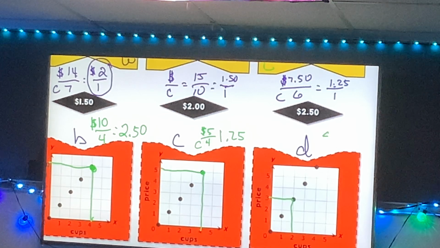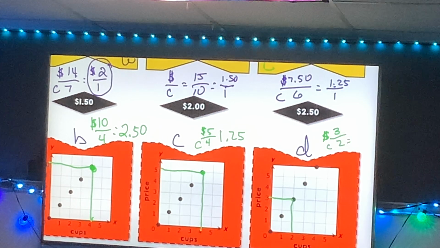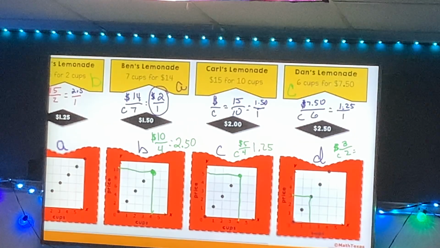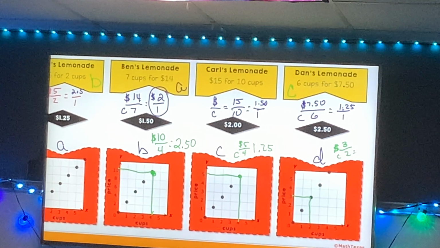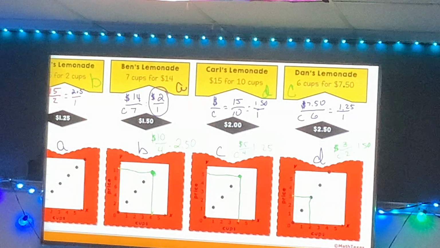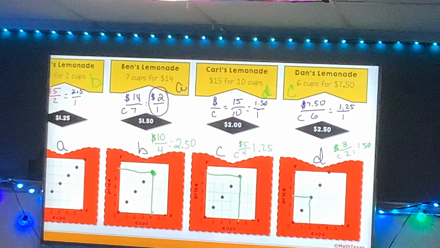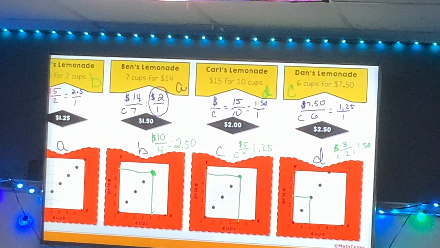So we have $3 is 2 cups. How much would 1 cup be? I don't have any of that on mine. You should have your lines done, and you should have that written. It's what? I'm sorry, 1.50, so that is Carl's. So that is where we're going today, but we're gonna practice some more. We just wanted to open up with some examples.